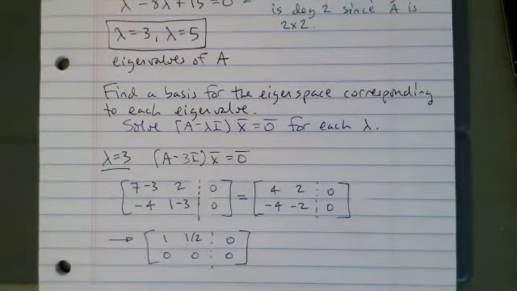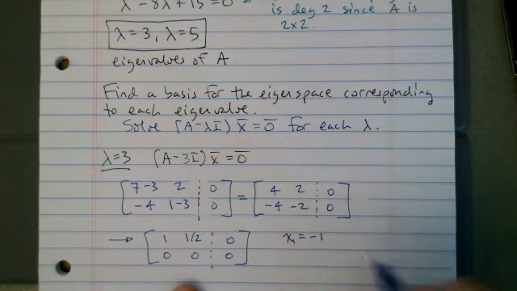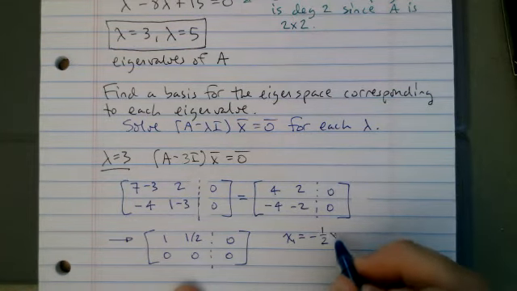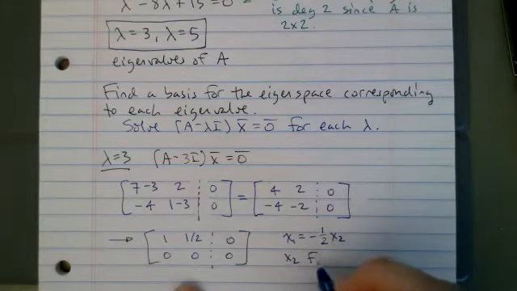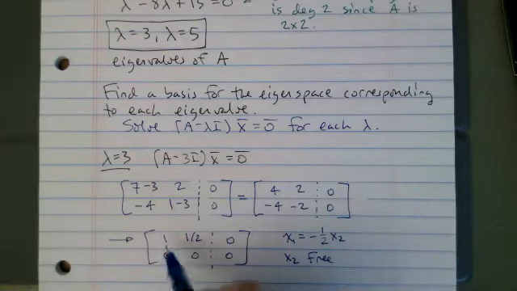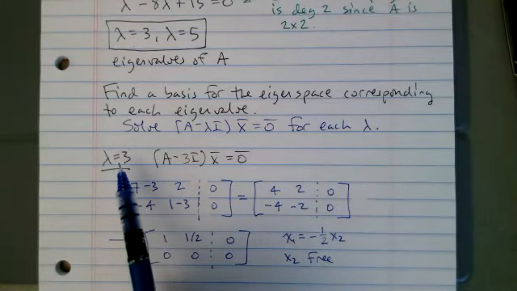So we get x1 is equal to -1/2 x2, and x2 is free. We have to get free variables because we are looking for non-zero vectors. If I ended up with a pivot in each column of the coefficient matrix, then we have made a grave error. Then we've either subtracted something wrong, we've reduced things wrong, or we do not have the correct eigenvalue.